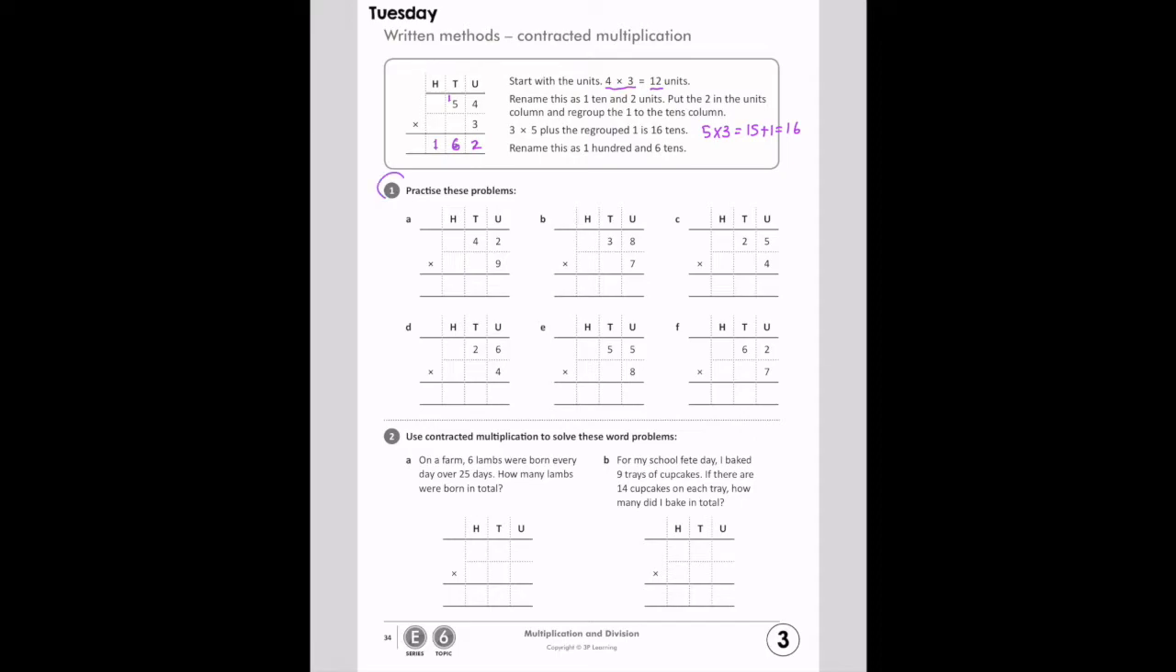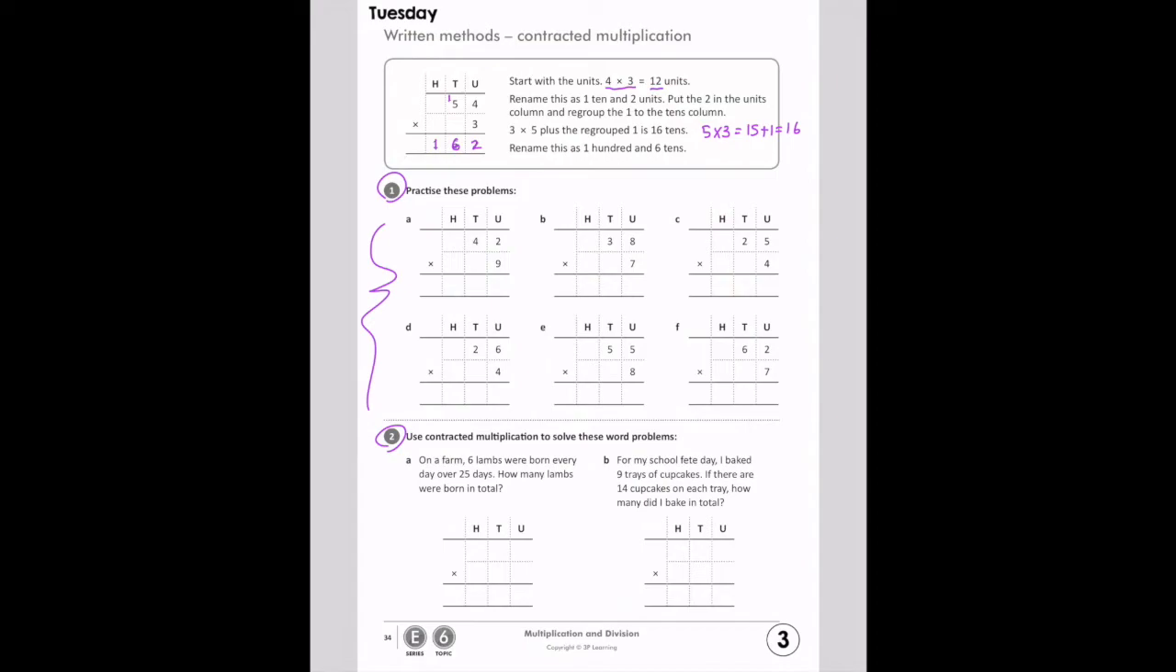So in number 1, you're going to answer these questions as usual. Okay, but in number 2, you need to solve these word problems. So remember, in word problems, we always want to figure out the numbers that are involved first and what they want us to do with those numbers.